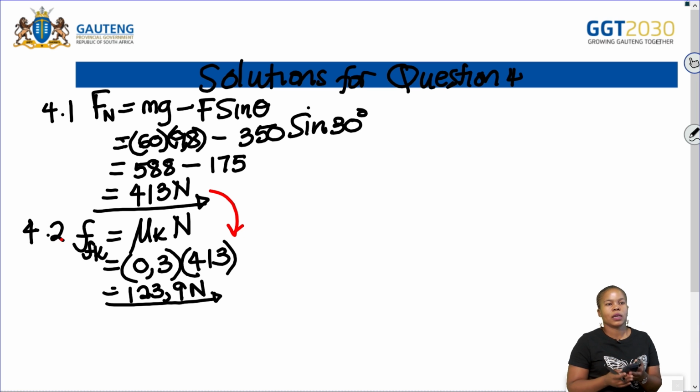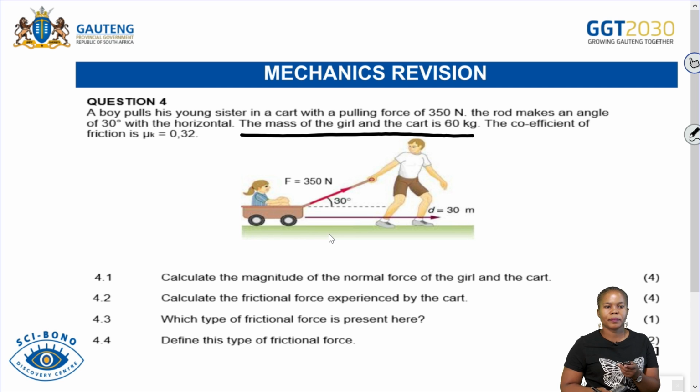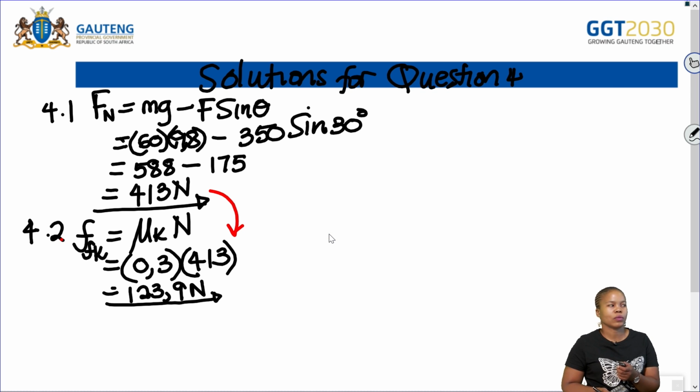Let's go back a little bit. Which type of frictional force is present here? Because the cart and the girl are being moved due to the fact that the boy applied a pulling force of 350, they are moving. This makes it a kinetic frictional force.